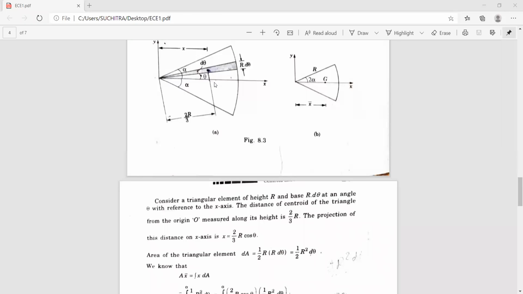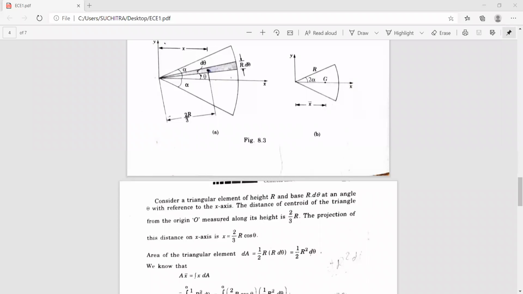Now, since the given sector is symmetrical about the x-axis, y bar is 0. So we want x bar. X bar is always measured with respect to the y-axis and y bar is always measured with respect to the x-axis. Since the figure is symmetrical about the x-axis, obviously y bar is 0, so you only need to find the value of x bar.